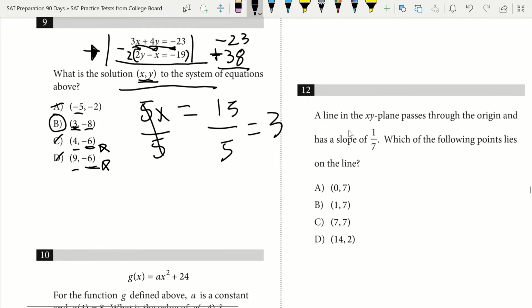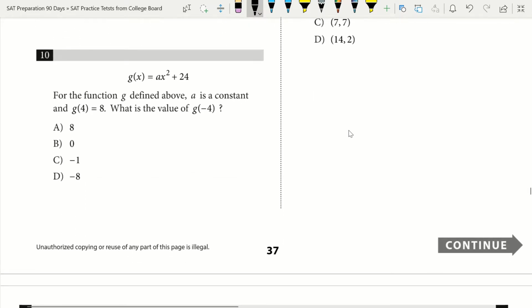All right, question 10. For the function g defined above, a is a constant and g of 4 is equal to 8. What is the value of g of negative 4? Okay, well, g of 4 just means we're plugging in 4 for x. So when we do that, we're going to have 4 squared. Now if we plug in negative 4 for g of negative 4, we're going to have negative 4 squared. Well, 4 squared is equal to 16, and negative 4 squared is also equal to 16. Therefore, we know that if g of 4 is 8, we know that g of negative 4 also has to equal 8. I'm going to show you why in a little bit more detail right here.